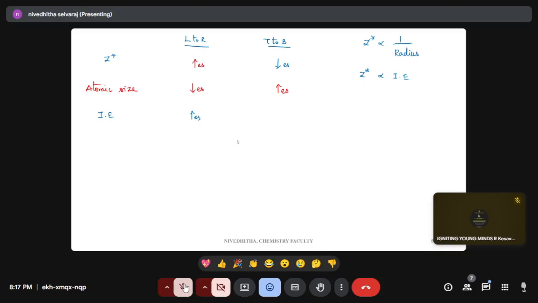What is happening to effective nuclear charge as you move down? Yes, it decreases. So, what is happening to ionization energy then? Decreases, ma'am. Yes.